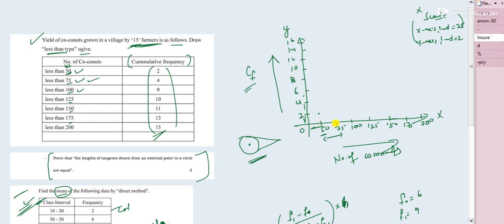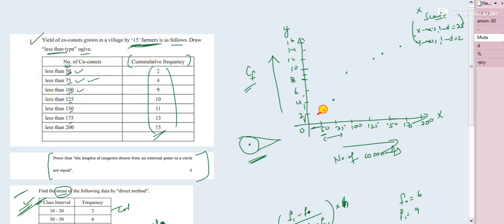Now 75, 4. So 75 and 4. Next 100, 9. 100 and 9 will come between 10 and 5. So there will be a little smaller number compared to the bigger ones. In between, mark that. Then 125, 10. It will come somewhere over here. 150, 11. Somewhere over here. 175, 13. So like this. 200, 15. So like this. This 125 is somewhere like this.